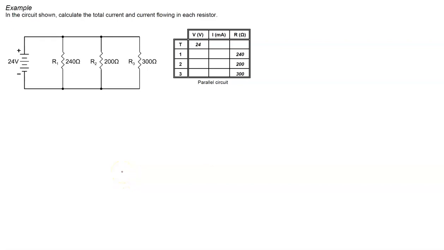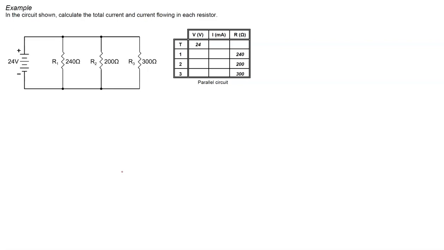So we have a parallel circuit containing a 24 volt source, which we would of course consider to be VT, even though it's not labeled. 3 resistors in parallel, all directly across the source, so in parallel with the source and each other. R1 240 ohms, R2 200 ohms, R3 300 ohms. And we are asked to calculate the total current and the current flowing in each resistor.